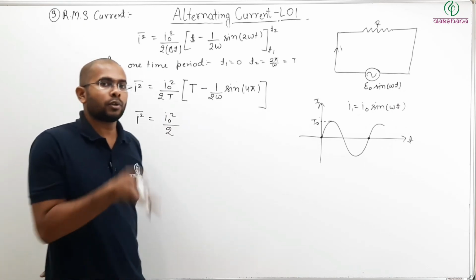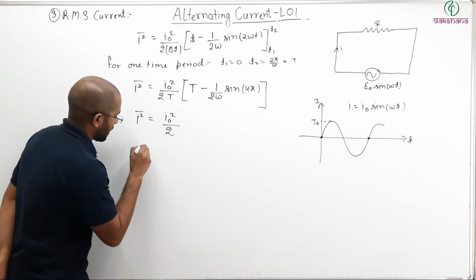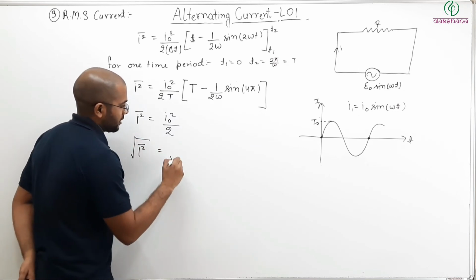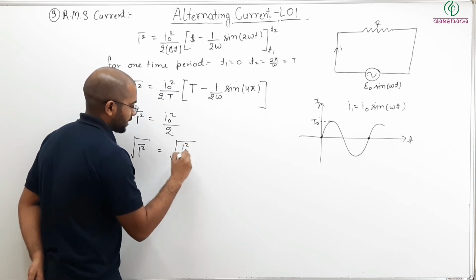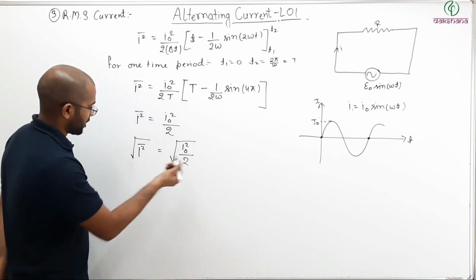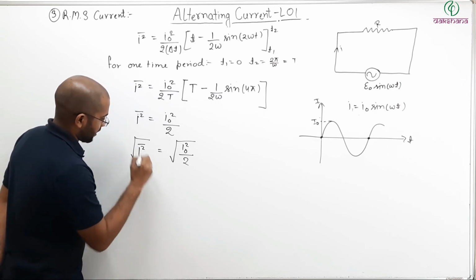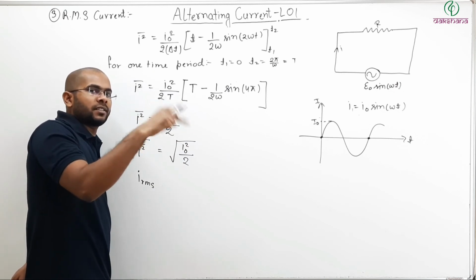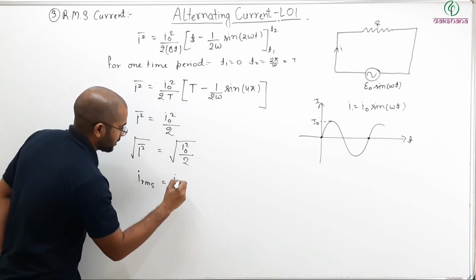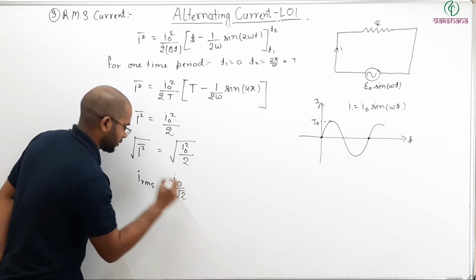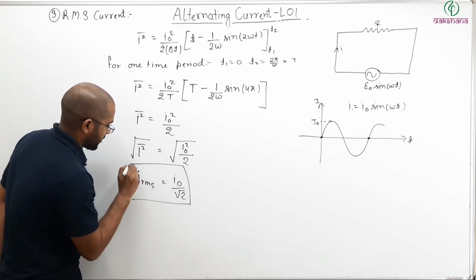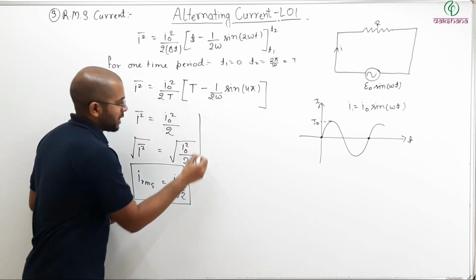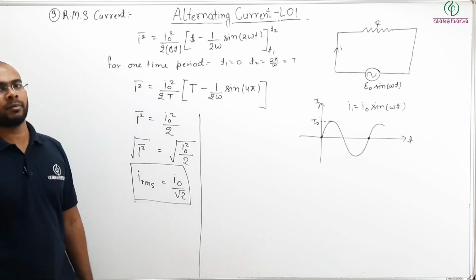So what is the root of this value? I square average and the root of the entire value, that is nothing but under root of I naught square divided by 2. So from here you can write IRMS, root mean square. First square, then average, then root. IRMS is nothing but I naught divided by root 2. So IRMS is calculated for one time period. For one time period it is calculated to be I naught by root 2.